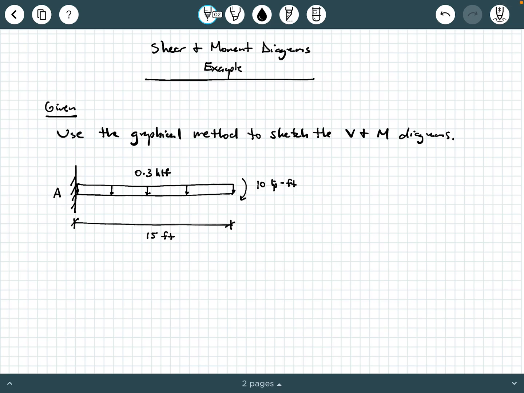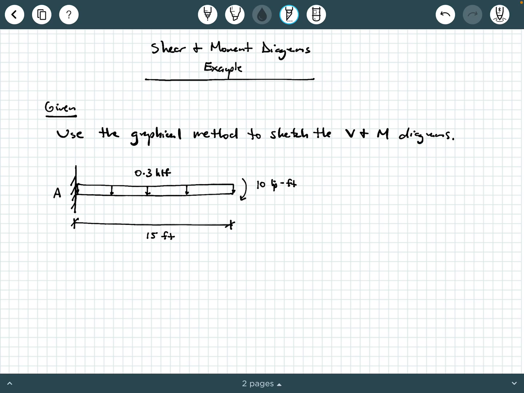Hey everybody, Dr. A here, and in this video we're going to be exploring another example of sketching shear and moment diagrams using the graphical method. So let's go ahead and get started. In the given information, we're being told to use the graphical method to sketch the shear and moment diagrams.